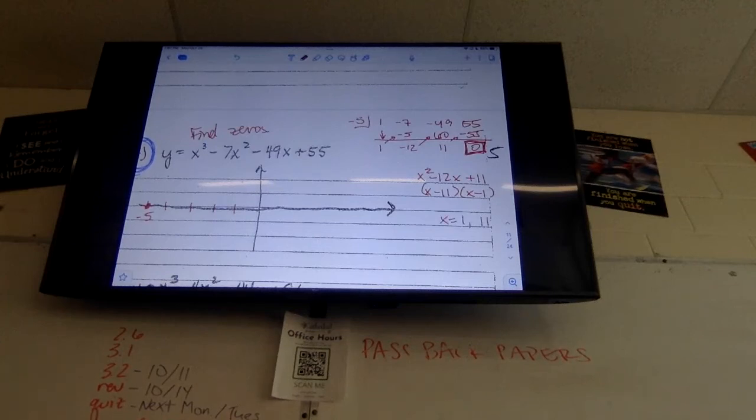Now, if you wanted to check on your graph, you could go see what your other zeros are. You could second trace zero on your other 2 zeros and see if they really are at 1 and 11. I'm going to tell you they do.